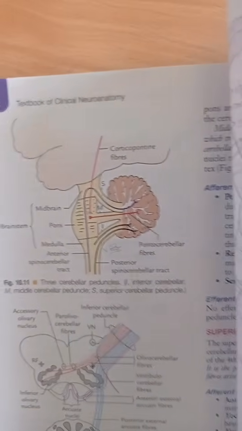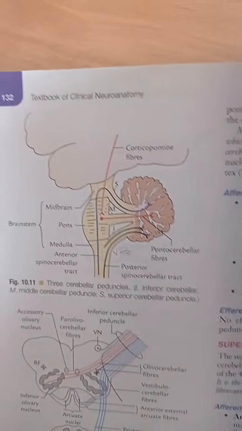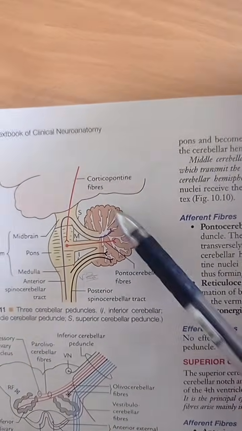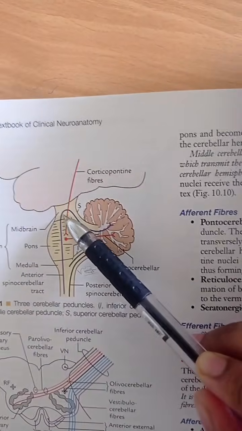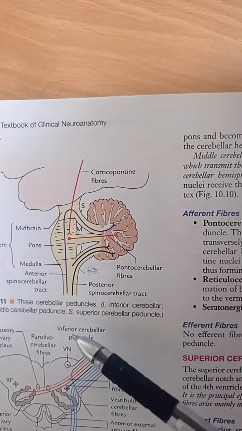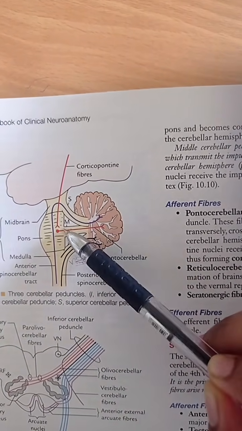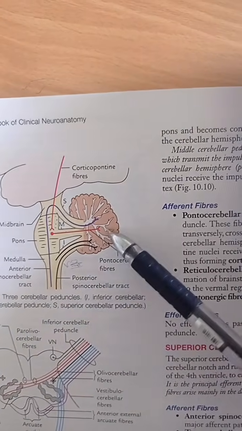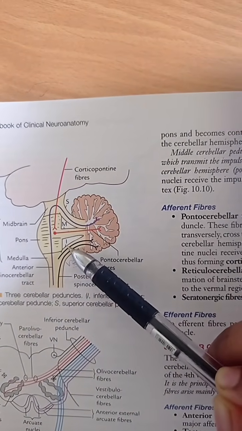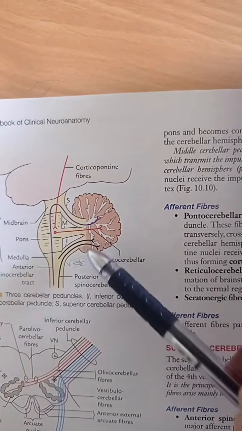Today we will see about the cerebellar peduncles and interpeduncular fossa. In this figure we can see the cerebellum, and it is connected to the midbrain by a superior cerebellar peduncle, to the pons by a middle cerebellar peduncle, and to the medulla oblongata via the inferior cerebellar peduncle. And we will see in detail about the cerebellar peduncles.